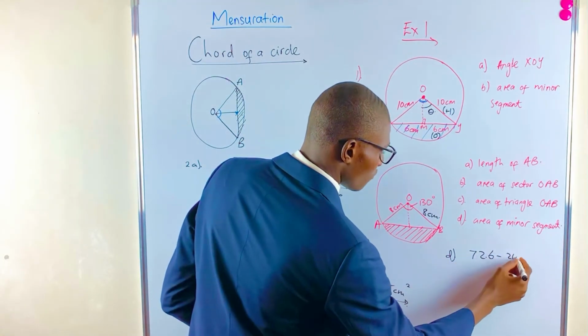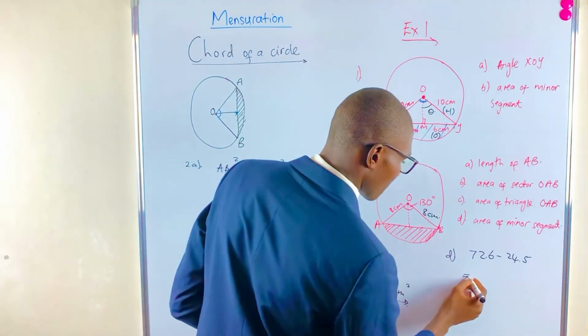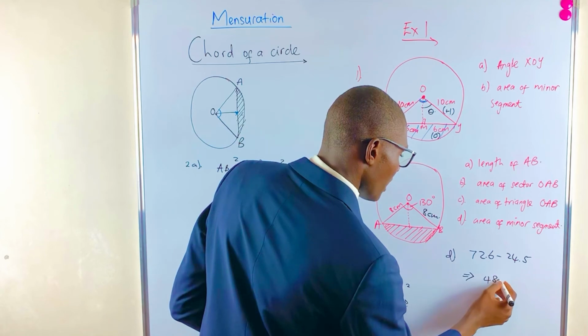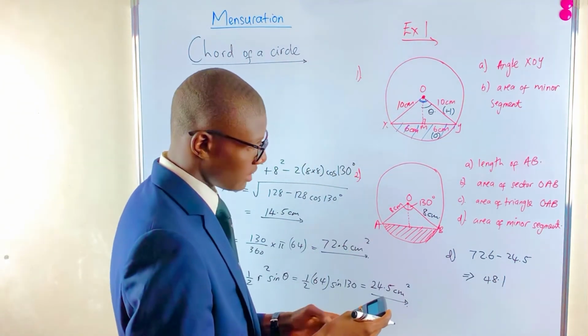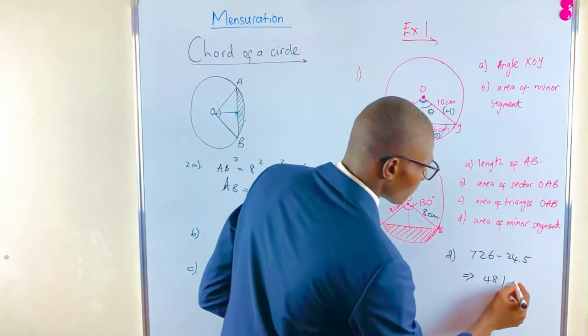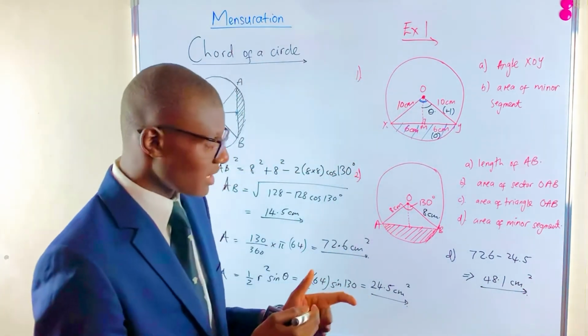So that will be 72.6 minus 24.5, to give us 48.1. Let me just confirm. Minus 24. Yes, that will give us 48.1 square centimeters. So this would be the area of the minor segment.